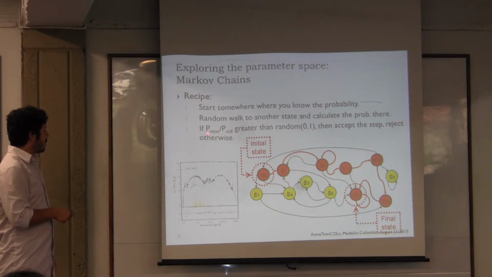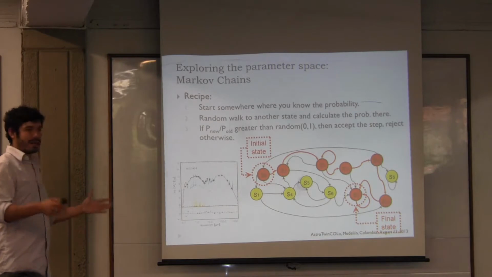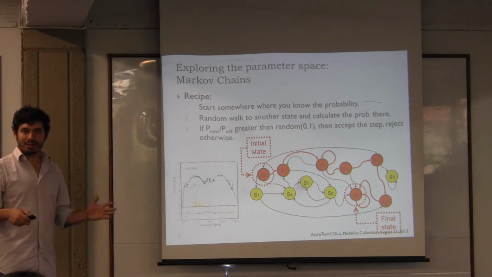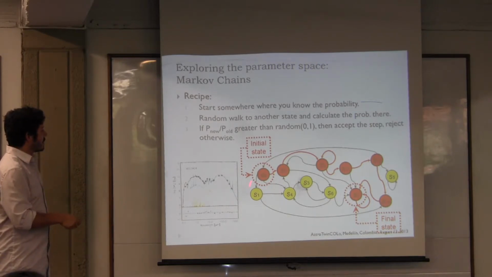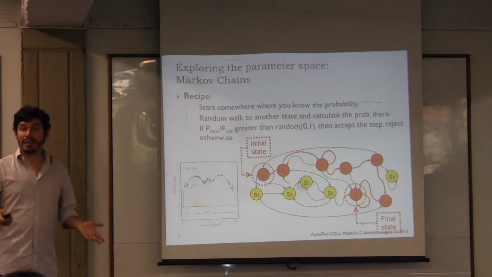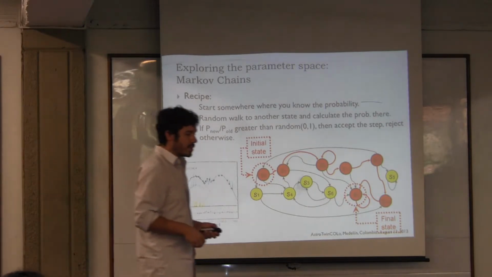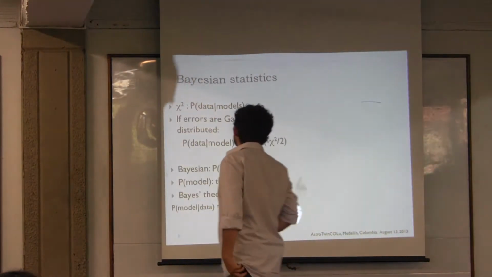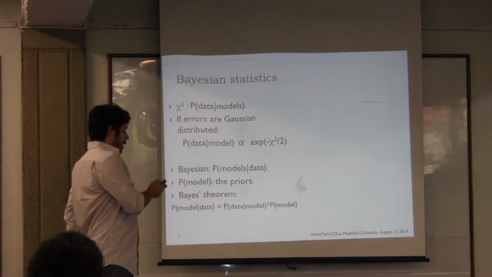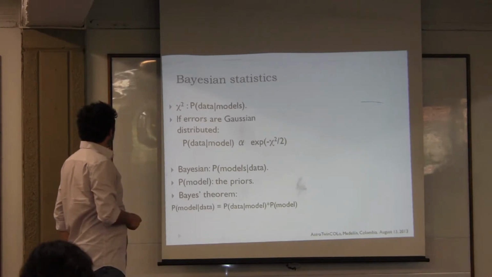And if that ratio is greater than a certain random number between 0 and 1, you accept the step, otherwise you reject. And by doing that stepping process, you end up converging to a model that is the most likely one to fit your data. So this is the method I'm using to fit this data. And so that has an advantage.